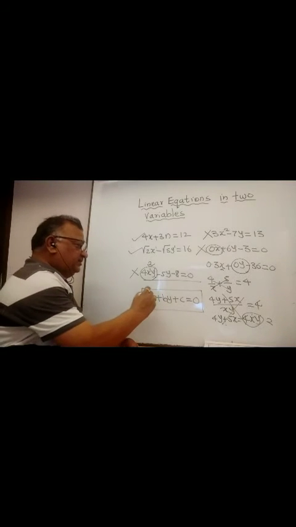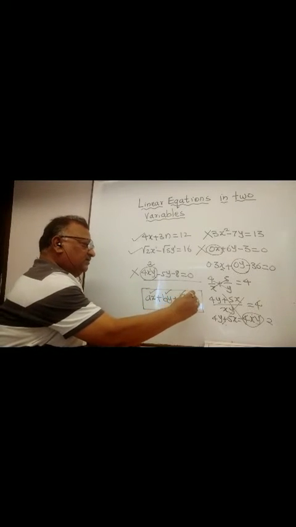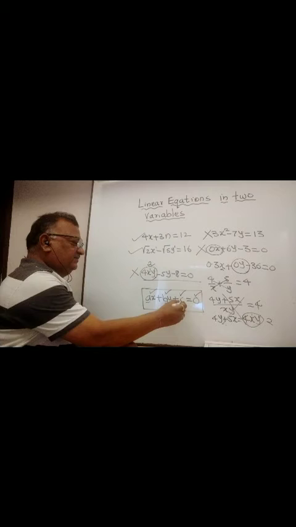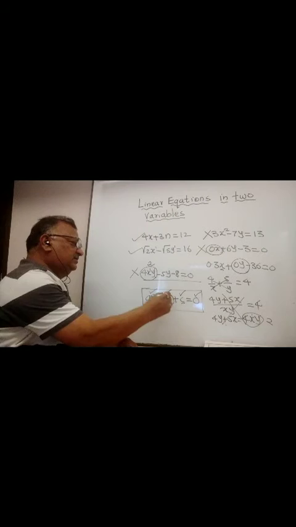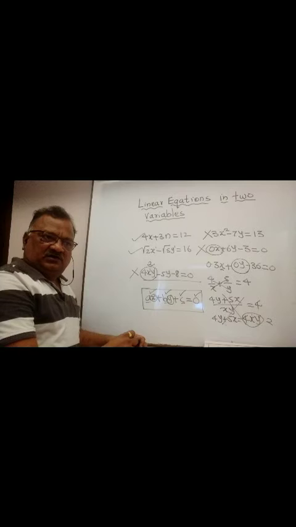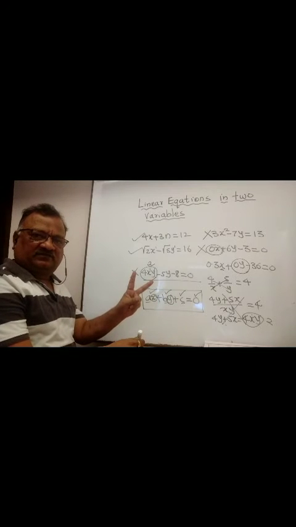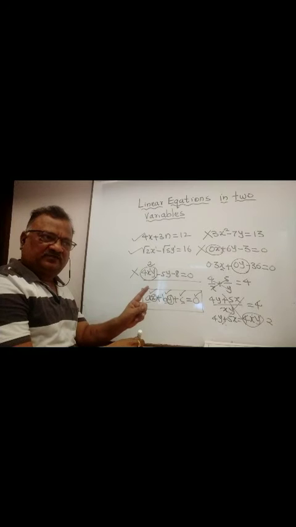The general form of linear equation in two variables is ax plus by plus c is equal to 0, where a, b and c are real numbers. x and y, these are the variables. So, once again to conclude, linear equations in two variables are the equations in which there are two variables and the degree of these variables is exactly equal to 1.